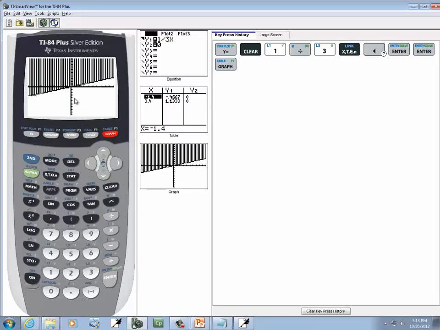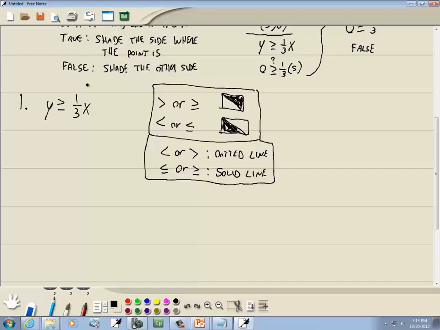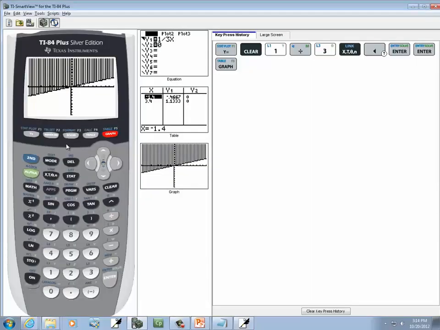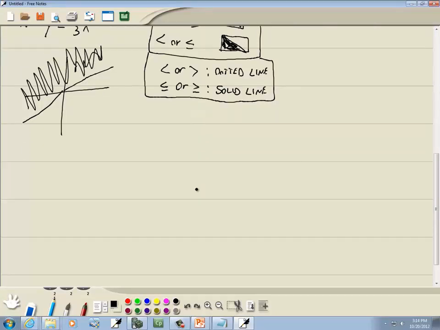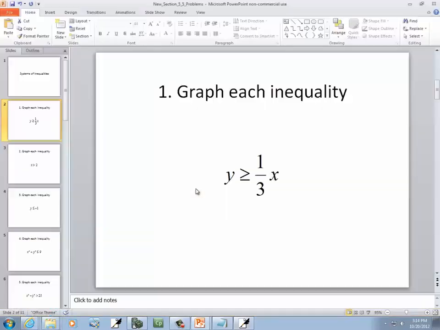And this would be our answer, except it doesn't do the dotted and solid line. On this particular one, we said it was a solid line. So that's how you can draw a straight line, but use your imagination. That would be our answer. Again, very, very straightforward on the calculator.